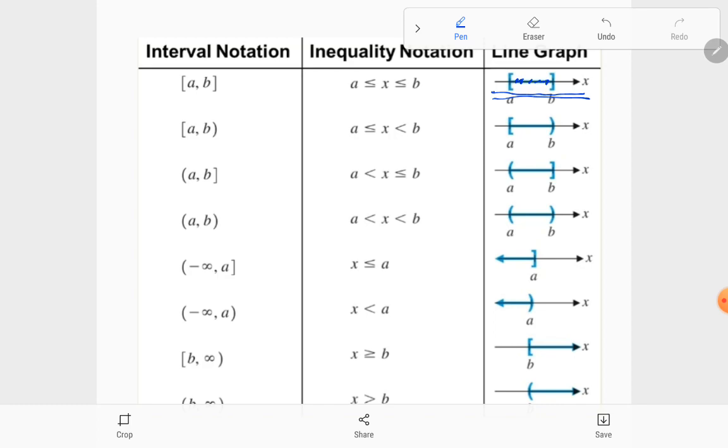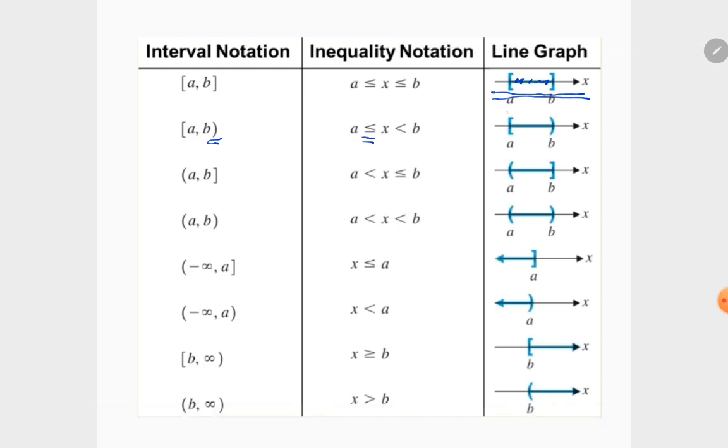Now, if we have x is greater than or equal to a and less than b, so b is not included, here we use the parentheses. And on the line, you can see we located a and b. The a is included, so we use a bracket. B is not included, so we use a parenthesis. The same thing for x is greater than a and less than or equal to b. So b is included, so we use the bracket here. A is not included, so we use the parenthesis.